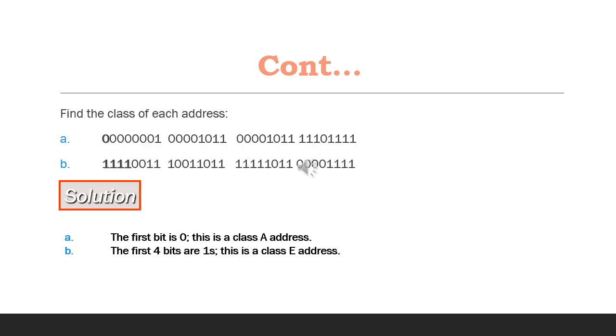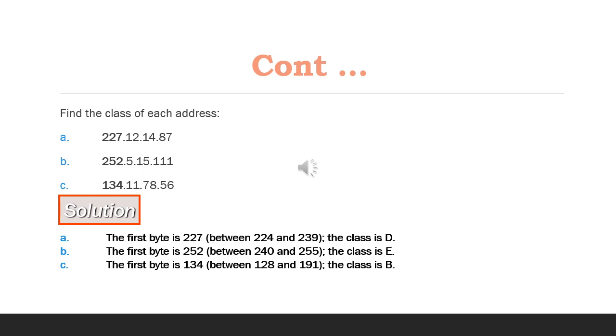Now here's some exercise to identify the class of each address. The first one, since the first bit is 0, the class is A. And the last one, with all ones, is class E. Now find the class of each address. 227 makes it class D. Then 252, class E. 134, class B.